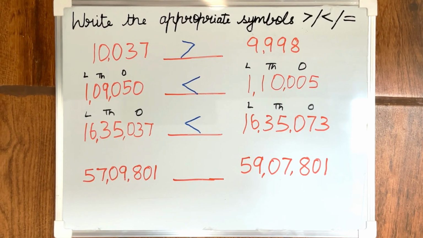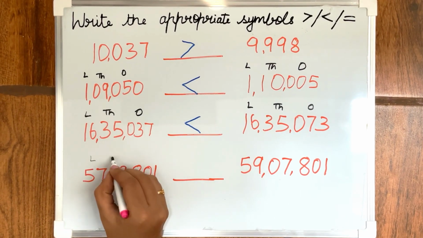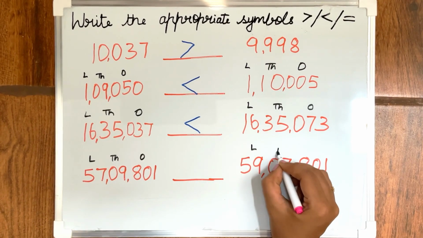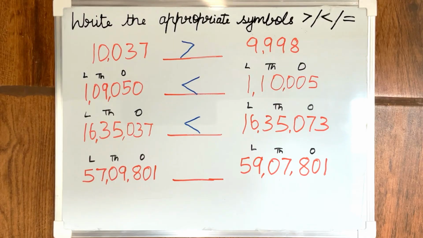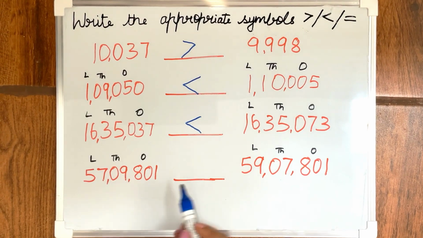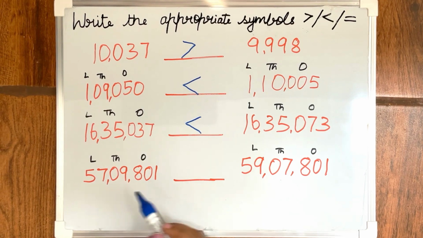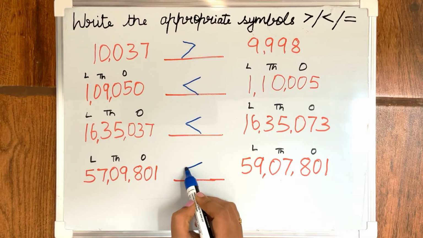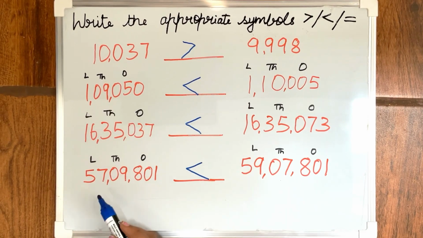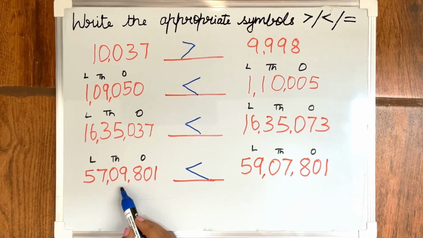Next, lakhs, thousands, ones. So we will compare the lakhs period. 57, 59. So 59 is greater than 57. Hence 59 lakh 7,801 is greater than 57 lakh 9,801.